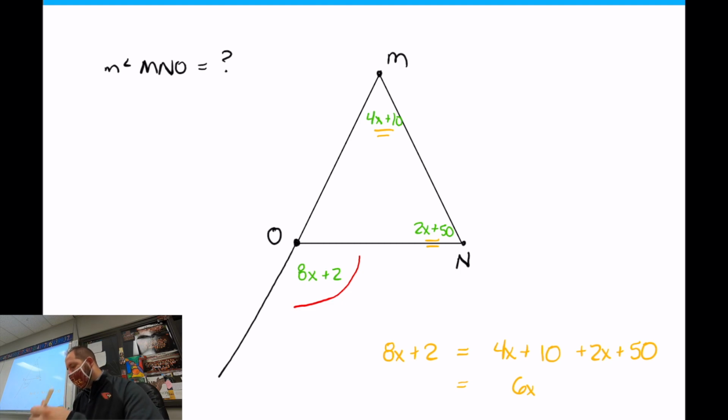Okay, we can move the x over to the other side. Yeah, we'll do that here in a minute. I agree with that. What else can we do? Add the 10 and the 50. Okay, good. That's probably what I would have done first. So add the 10 and the 50 on that one side. This 8x plus 2 just stays where it's at.